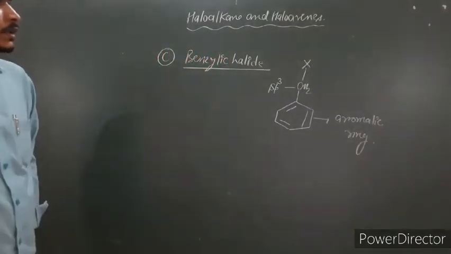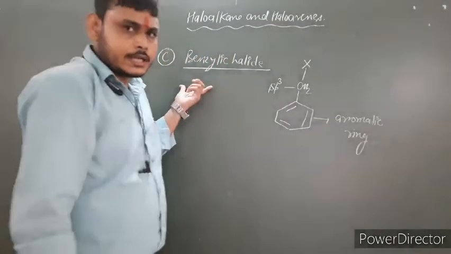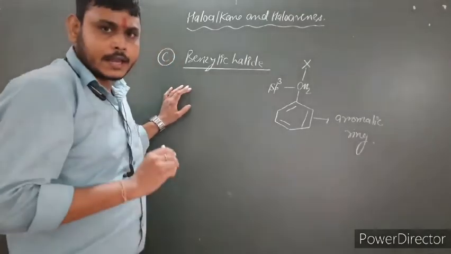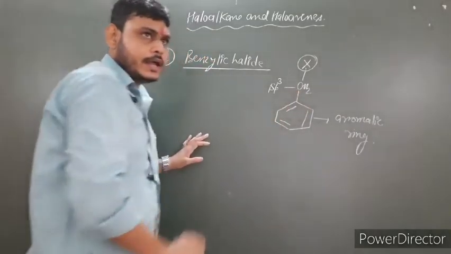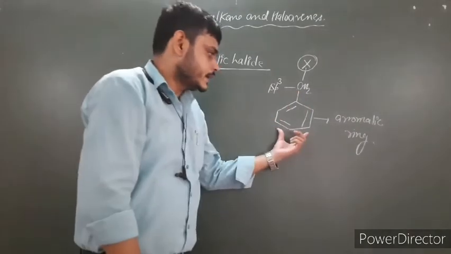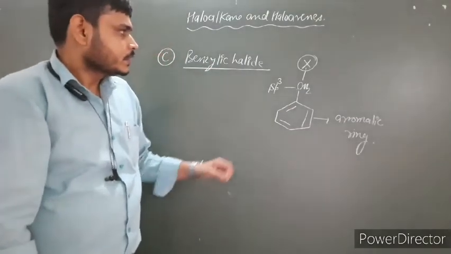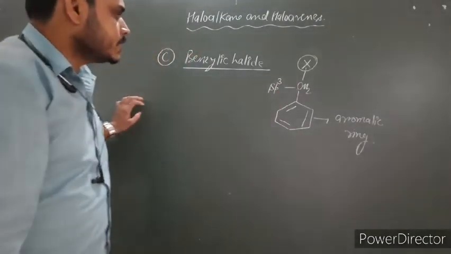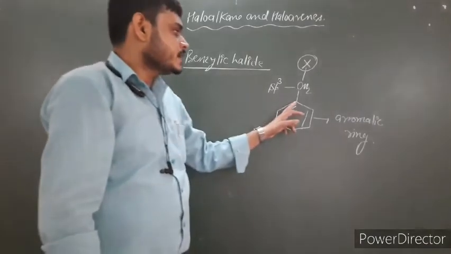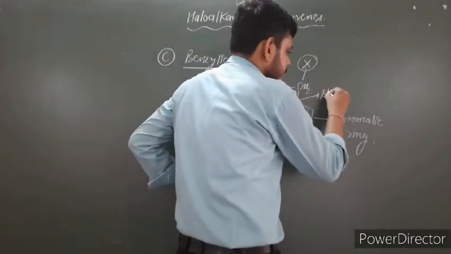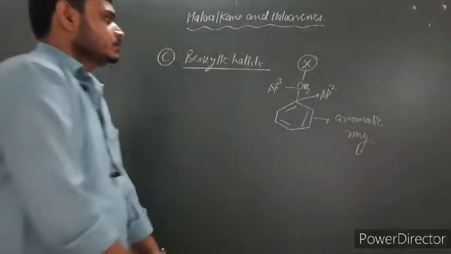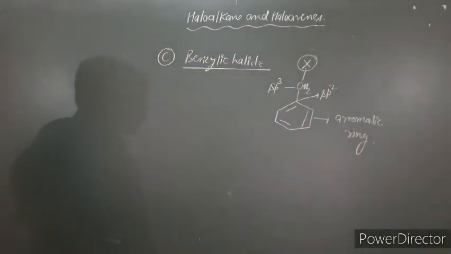Clear? Means in those alkyl halogen derivatives, the halogen atom is directly attached with the sp3 hybridized carbon atom next to benzene ring. In another word, the halogen atom is directly attached with the sp3 hybridized carbon atom next to sp2 hybridized carbon atom of benzene ring. This is the sp2 hybridized carbon atom of benzene ring. So this is the example of benzylic halide. Clear?